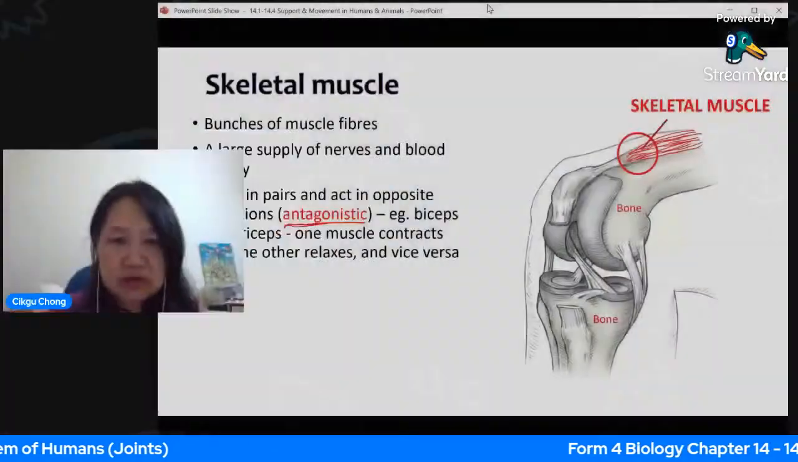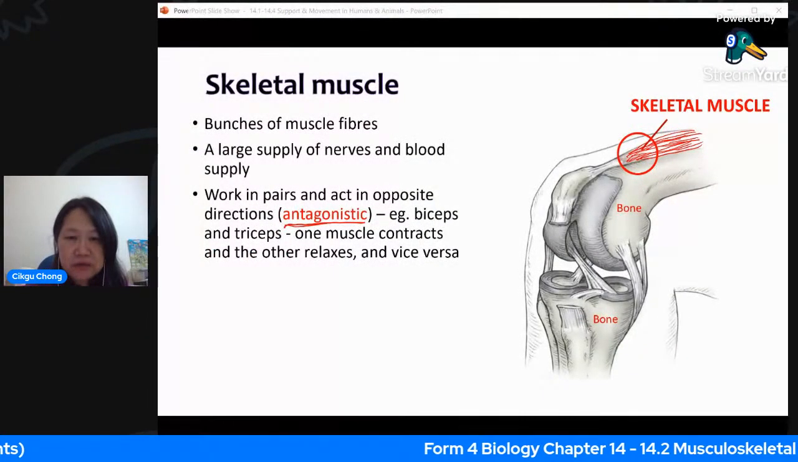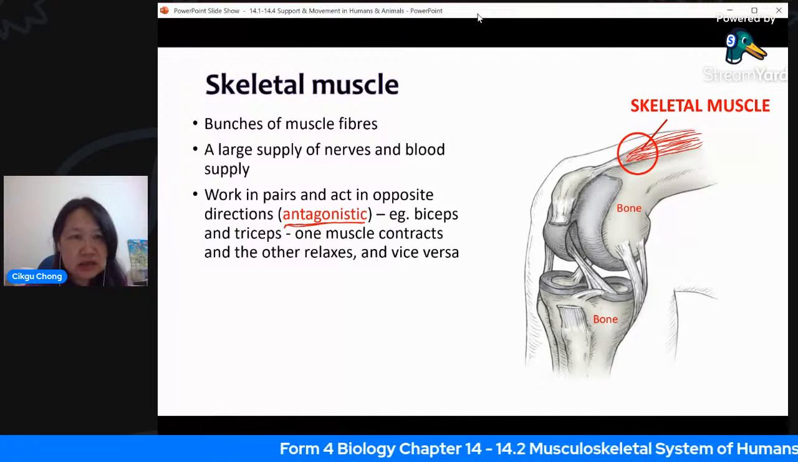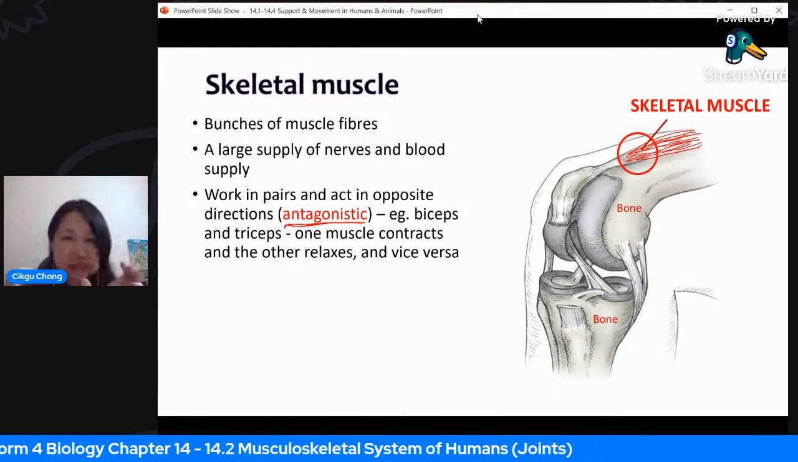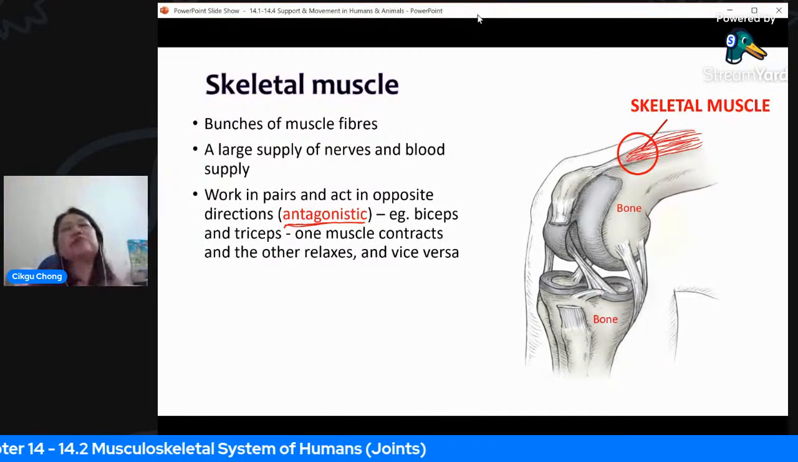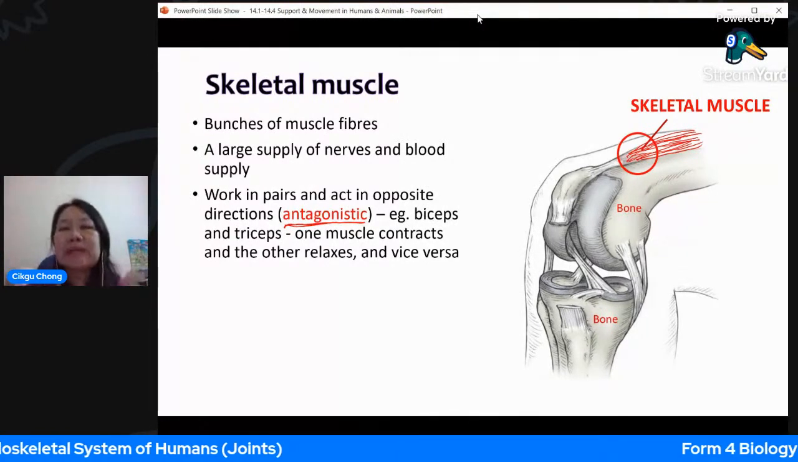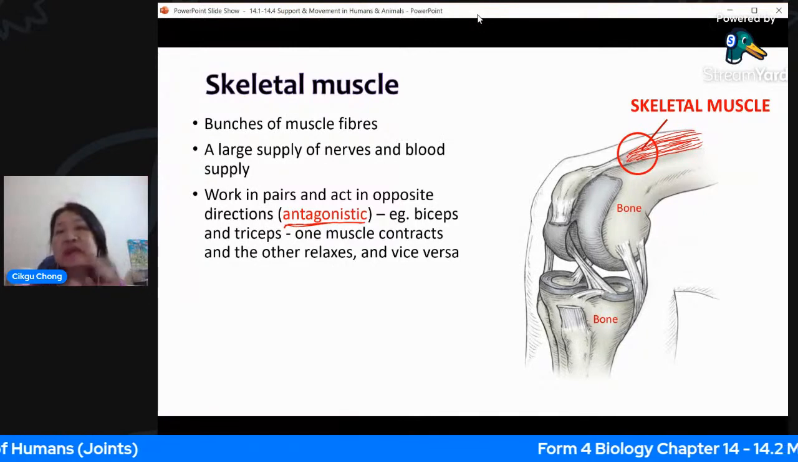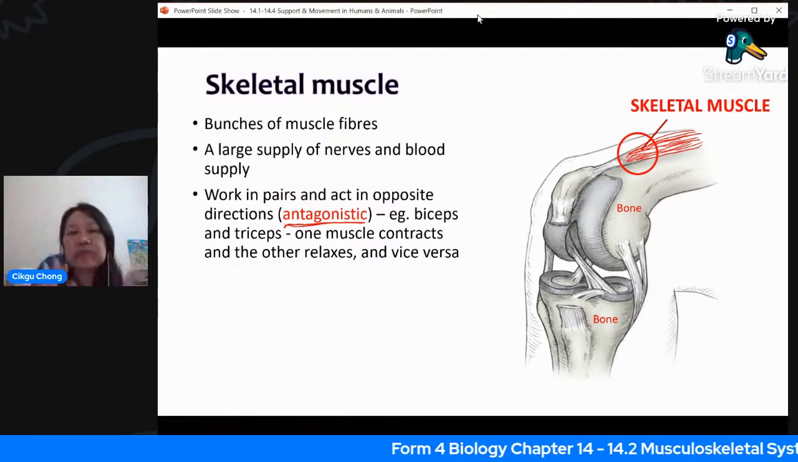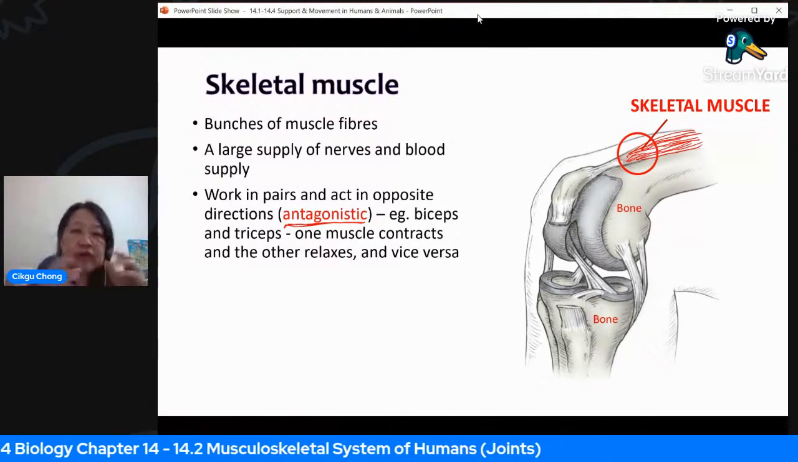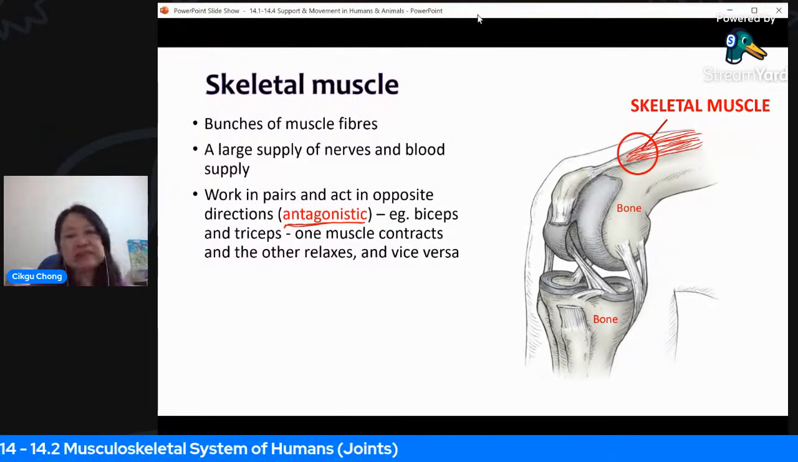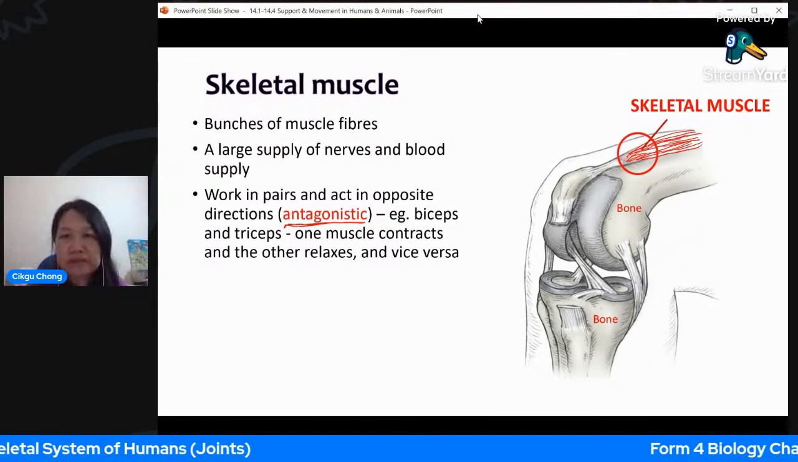Okay, let me look at the diagram again. Now, let's see this. So, antagonistic, this word must be in your answer. All right, be careful. When you're supposed to explain this kind of movements, please use this term. Because there will be marks allocated for it. So when one muscle contracts and the other will relax. Okay, and vice versa. Vice versa means opposite. So when this muscle now relaxes, that means the other one will contract. Okay, at the same time.